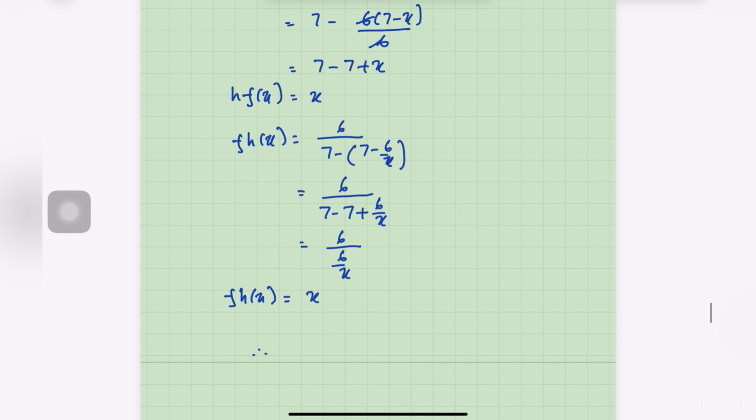So equals x. So then you are going to conclude. So therefore hf(x) equals fh(x) equals x. So proven lah. Okay, so kalau nak tahu complete yang lagi details, you all boleh tengok buku teks page 23 yang English.